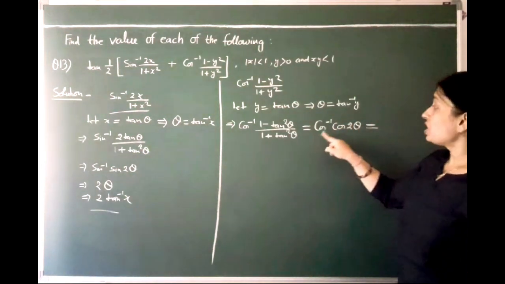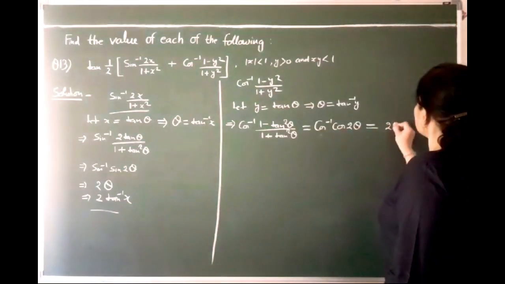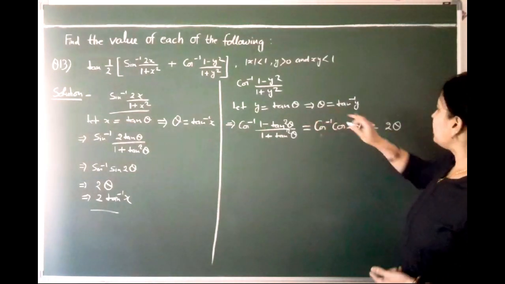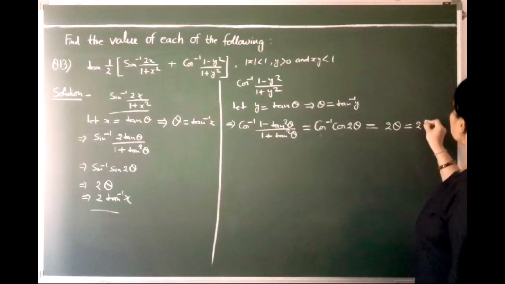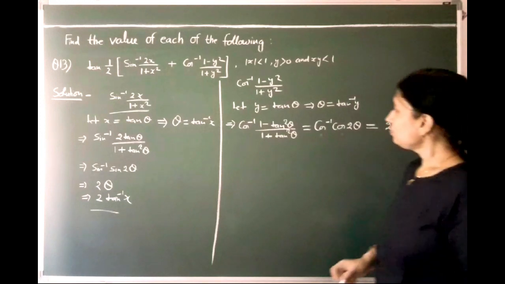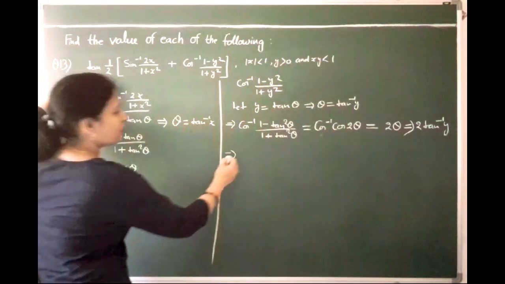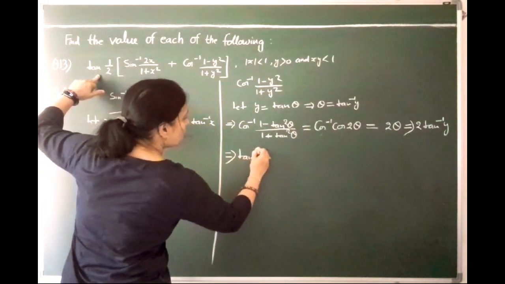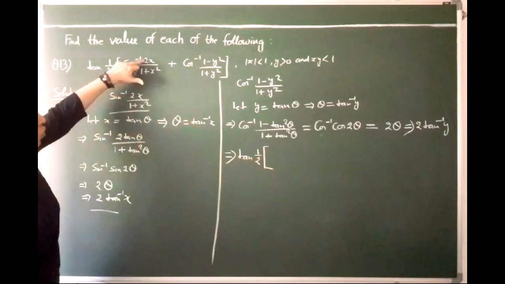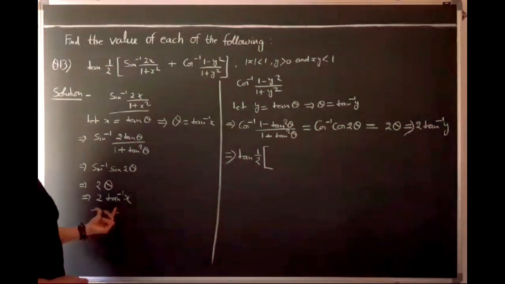And cos inverse cos 2 theta will be 2 theta. So it is 2 theta. Now put the value of theta. Theta is equal to tan inverse y. So it will be 2 tan inverse y. Now we can write here. From here write first tan 1 by 2 sin inverse 2x by 1 plus x square is equal to 2 tan inverse x.